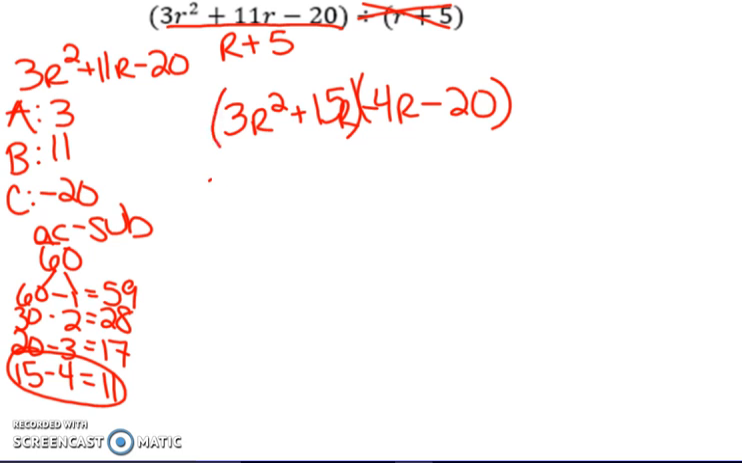Still going to group it. I'm going to pull out a 3r from the first one. I'm left with r plus 5. And I'm going to pull out a negative 4 from the second one, which leaves me r plus 5.